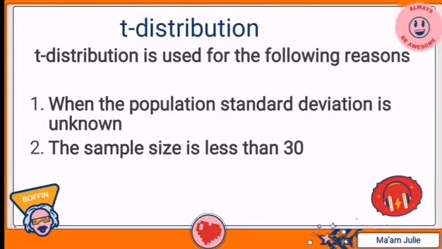Okay, so let's recall the uses of the t-distribution. T-distribution is used for the following reasons. Number 1, when the population standard deviation is unknown. Number 2, the sample size is less than 30.